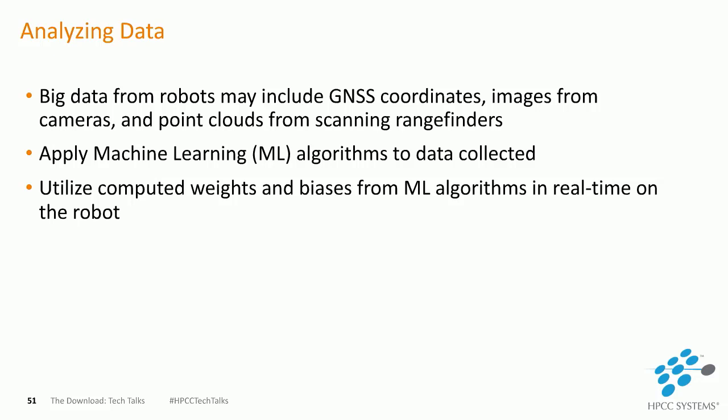And as you might have seen in Robert's presentation, machine learning typically uses lots of data, so it benefits from being done in HPCC systems where it'll be much faster than running it on a single computer. And you could even take the computed weights and biases from the machine learning algorithms and run them locally on the robot to perform the classification or regression in real time.